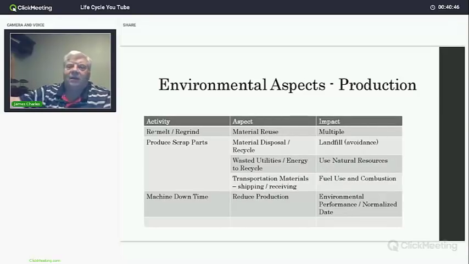We have to transport it to a recycling center, and they expend a bunch of energy to actually recycle it. So if we didn't produce the scrap, all those impacts don't become realized. And then other things like that deal with efficiency, like machine downtime. What is the environmental aspect of machines being down? Well, we produce less parts. We have the fixed utilities, electricity associated with our operations, and we produce less parts per kilowatt hour that we use. So there is an aspect associated with machine downtime.